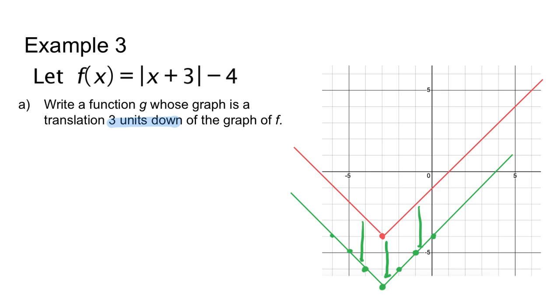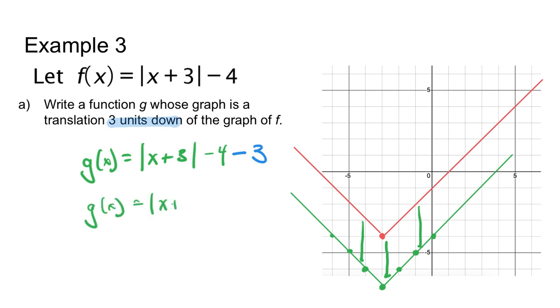But mathematically, what is my new equation? Well, I didn't move anything to the left or to the right. So g of x is still going to be the absolute value of x plus 3 because I didn't move it left or right. But my graph is down 3 units more. That means I moved it down 3 units more. And if you think about it mathematically, that now gives me a new equation of the absolute value of x plus 3 minus 7. And that's the equation of my green line.